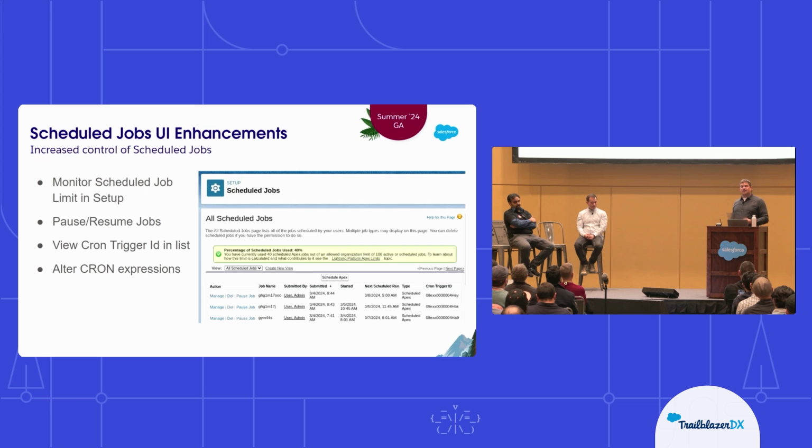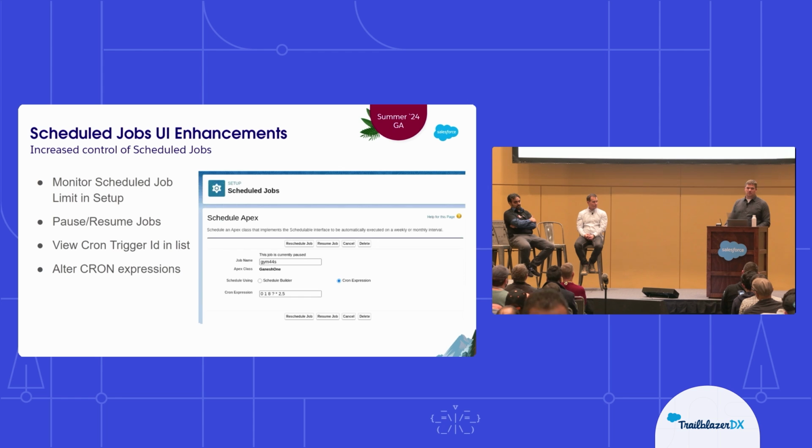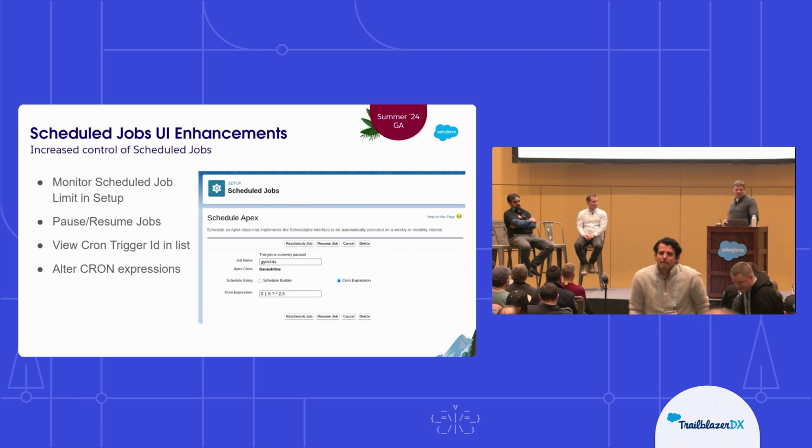And then we're expanding out the capabilities through the Setup API to have a number of features such as pausing and resuming jobs. You'll be able to see the cron trigger ID that's associated with a scheduled job. And you'll also be able to alter the cron expression that was used in the Apex code when that scheduled job was created. This is really beneficial because, well, one, you can see what schedule it's running on.